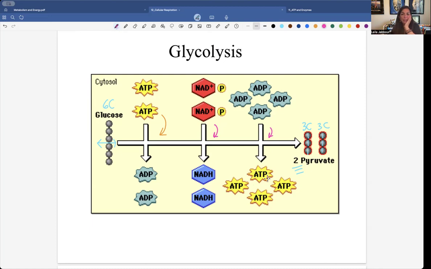So not that many. We make 4 ATP. But really, we consume 2. So technically speaking, we only have 2 ATP really produced, because we used 2, we made 4. How many did we actually gain? And how many are we left with? It's just 2.